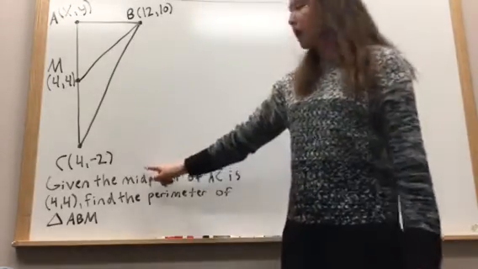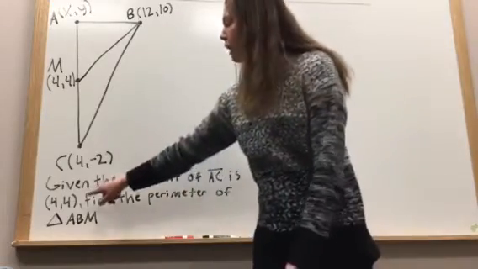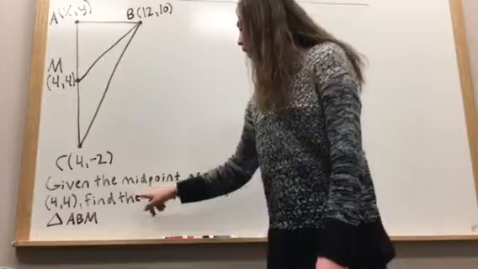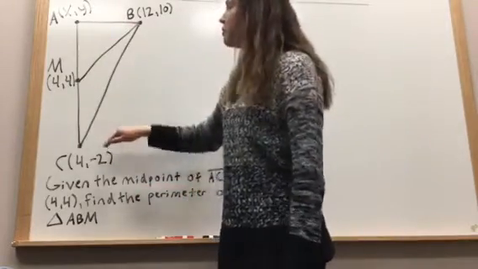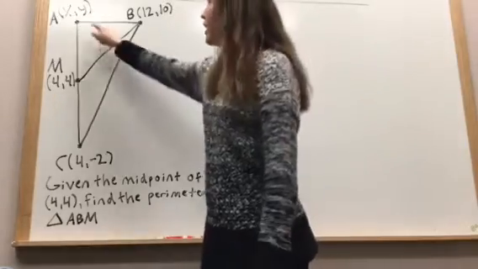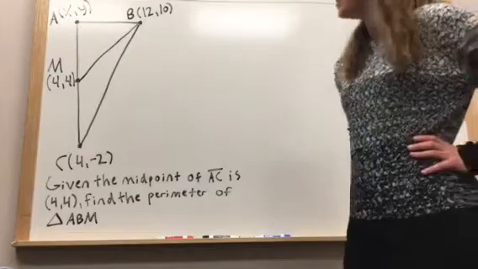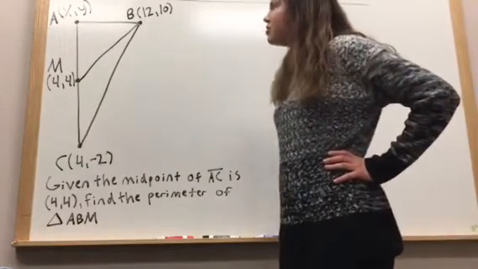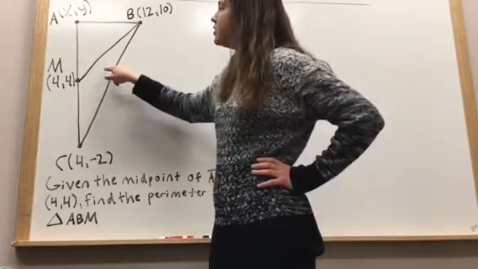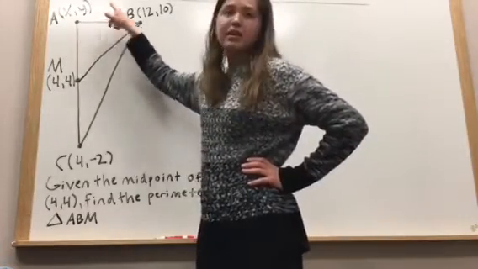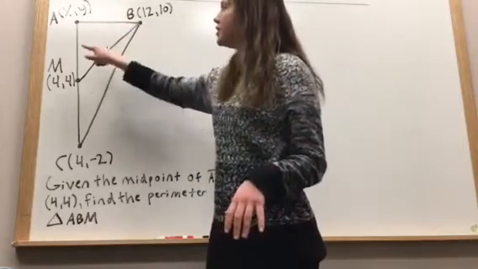Now, here's the problem. Given the midpoint of segment AC is 4 comma 4, find the perimeter of triangle ABM. So we're given all this information, but now we want to find the perimeter of ABM. There are a few ways I can start this. Eventually, we're going to have to find the distance of segment BM, segment AM, and segment AB. To find perimeter, we want to find the distance, right? So we're going to add the length of all these sides together.